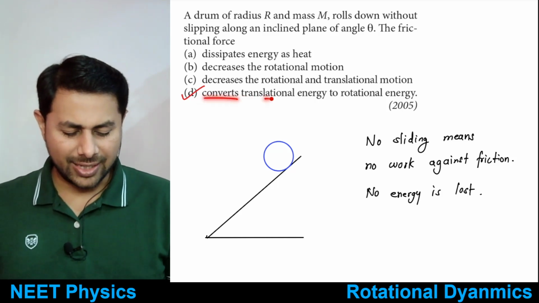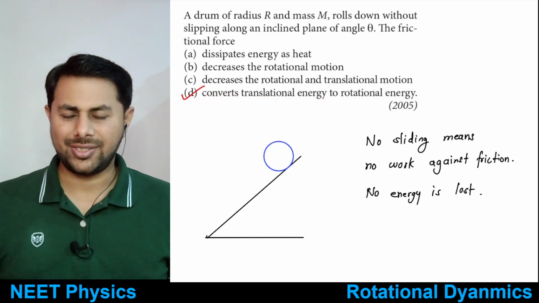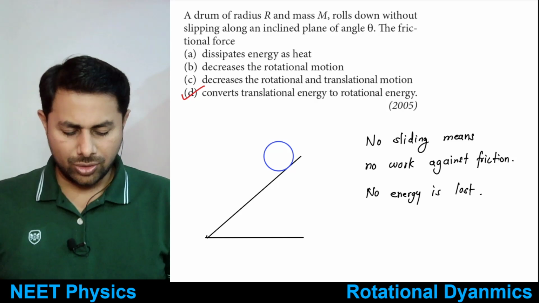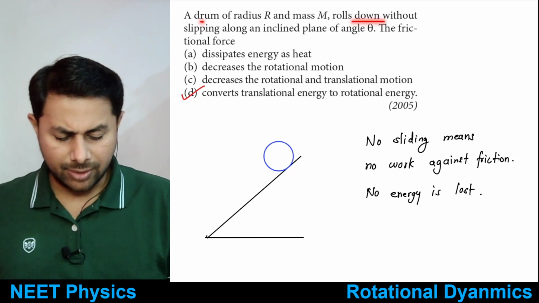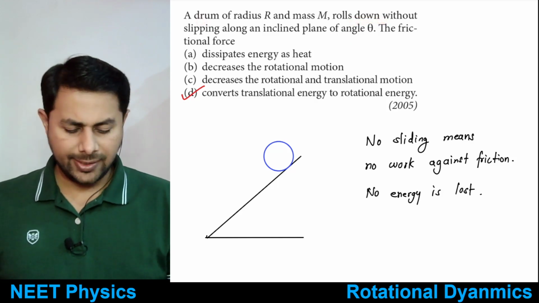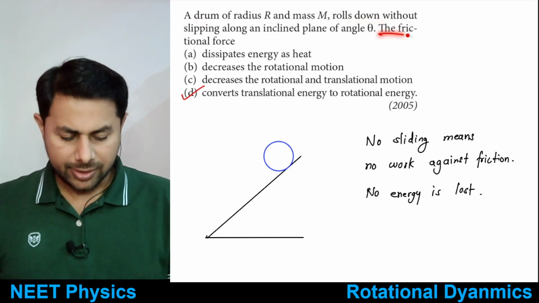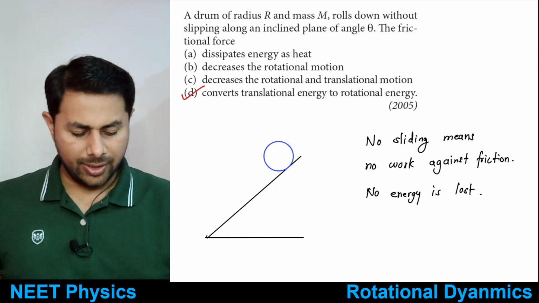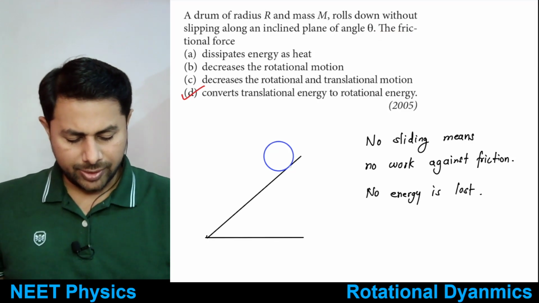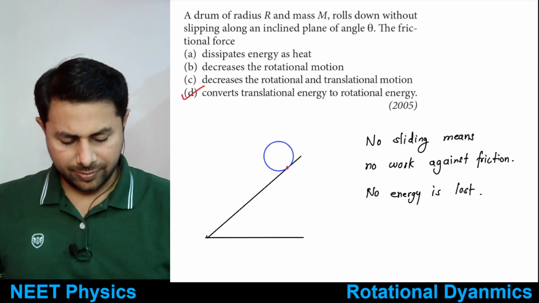So it converts translational energy to rotational energy. How is it so? So see what happens is, it rolls down without slipping and there is some friction. Okay, so question is, what does the frictional force do? Means there is some friction. So see, frictional force will act in this direction.